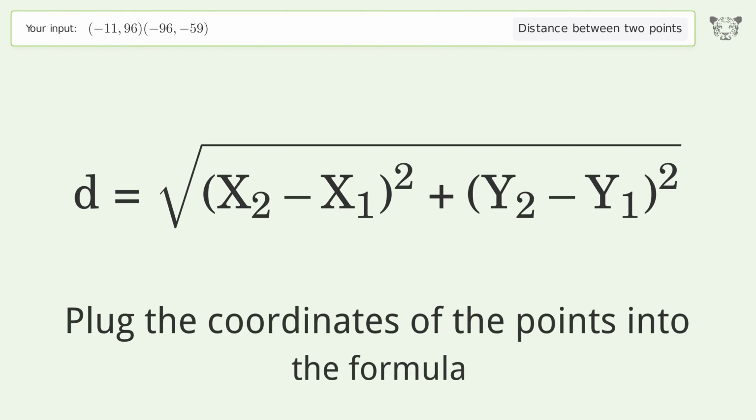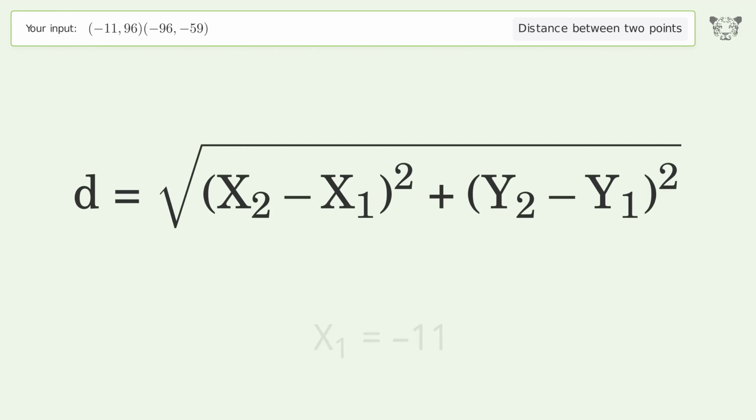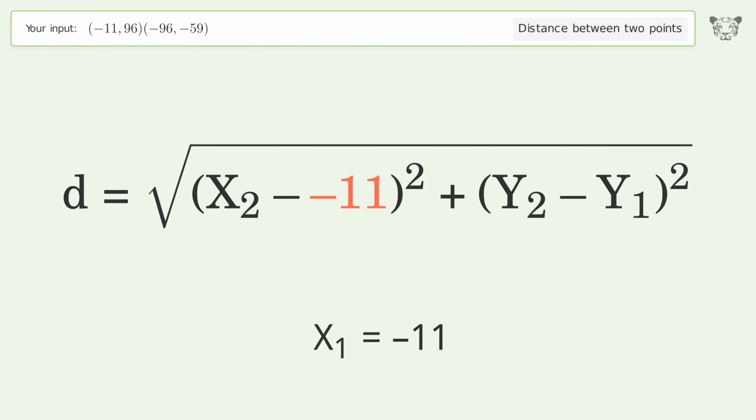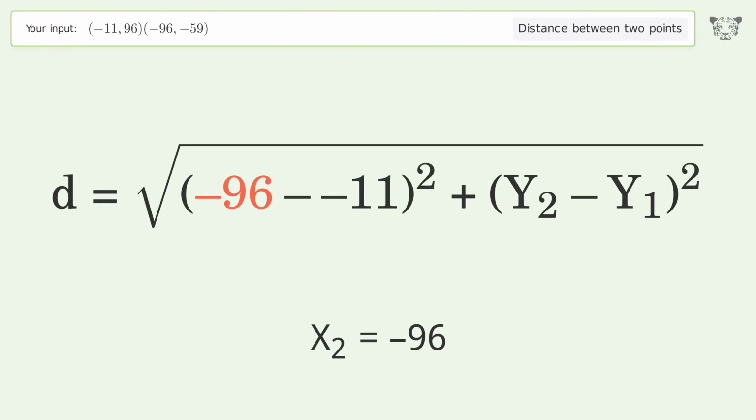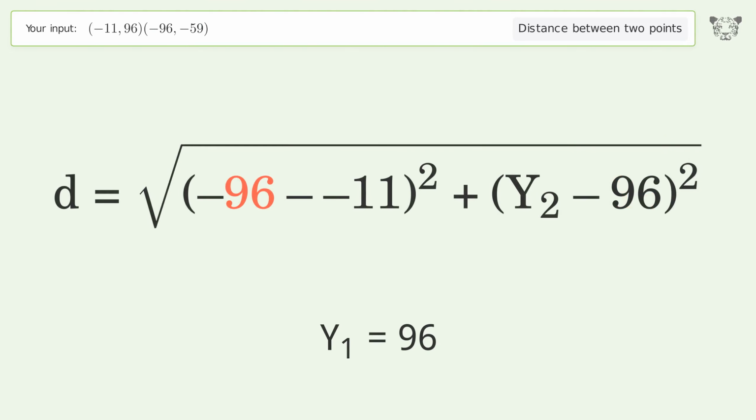Plug the coordinates of the points into the formula. x1 equals -11. x2 equals -96. y1 equals 96. y2 equals -59.